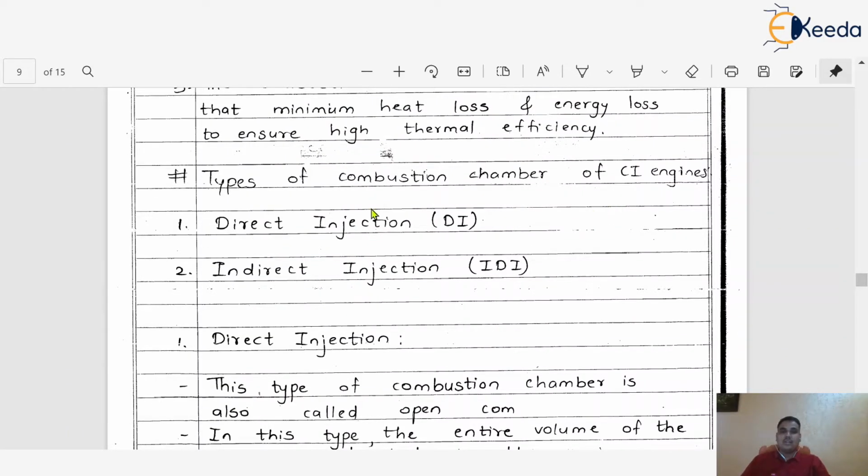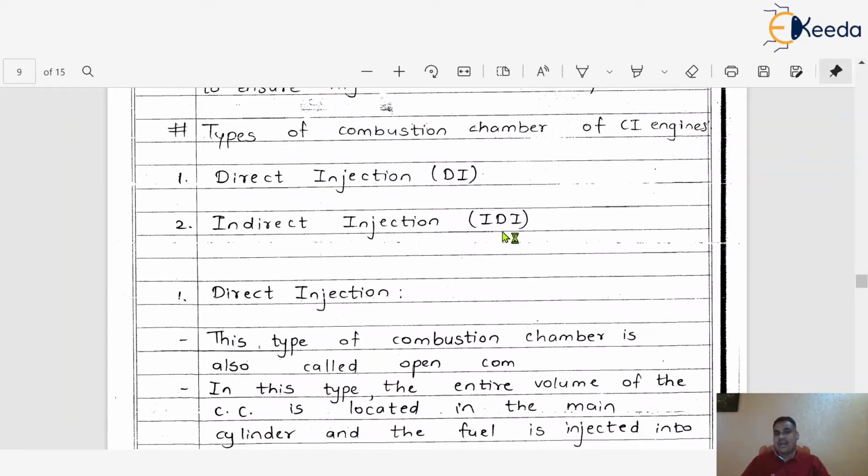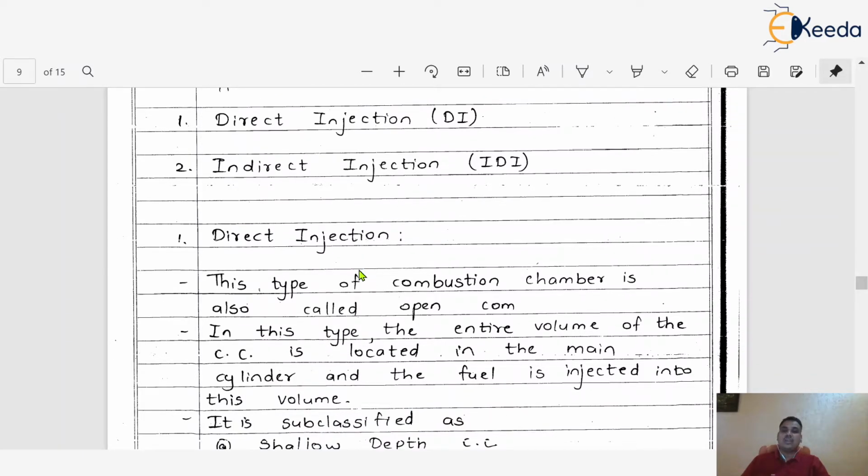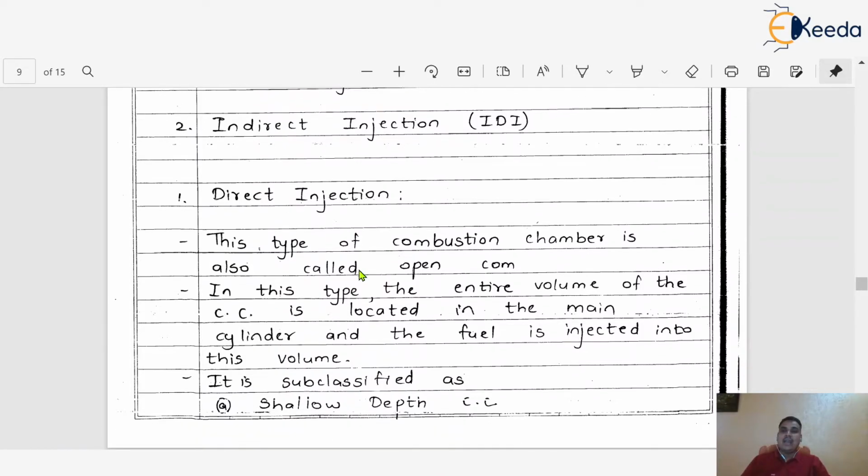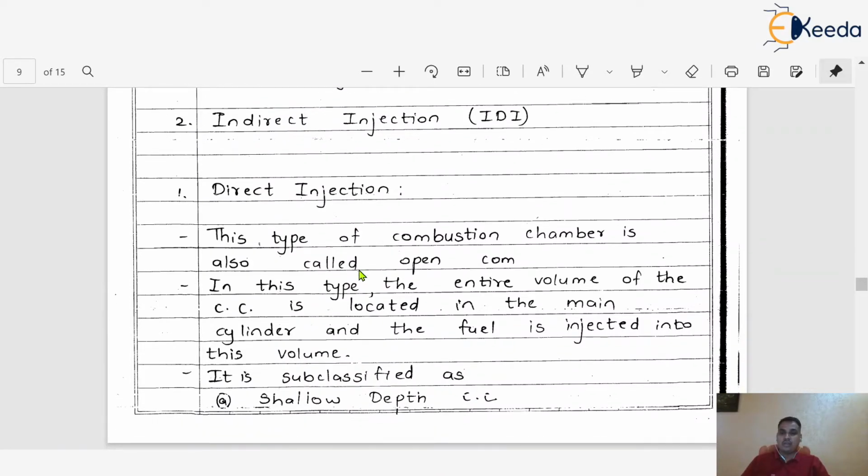After this, we are going to discuss the different types of combustion chamber of CI engine. Basically there are two types of combustion chamber design. One is direct injection, that is DI combustion chamber design of CI engine, and another one is indirect injection, called the IDI combustion chamber design of CI engine. What do we mean by direct injection and by IDI, that is indirect injection? Here we are going to discuss.